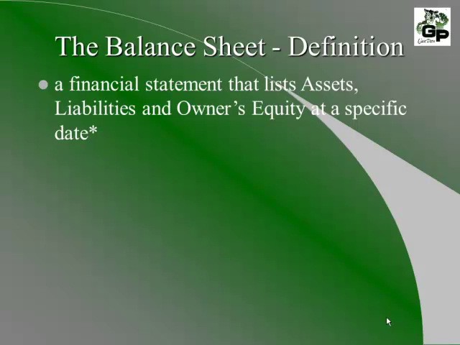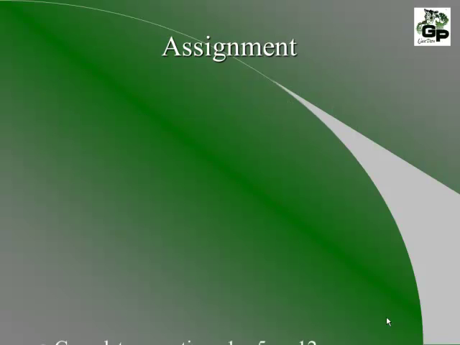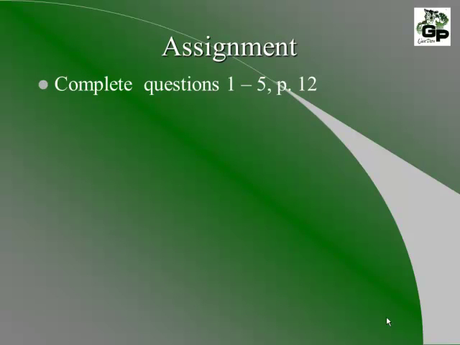The balance sheet. The definition of a balance sheet is a financial statement that lists assets, liabilities, and owner's equity at a specific date. Your assignment is to complete questions 1 to 5 on page 12 of your textbook, and then complete exercises 1 to 3 on page 12 of your textbook. You can use your workbook to find exercises 1 to 3, and they will have space provided to answer those questions.